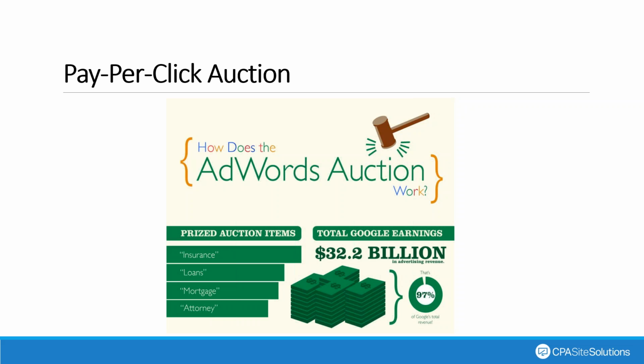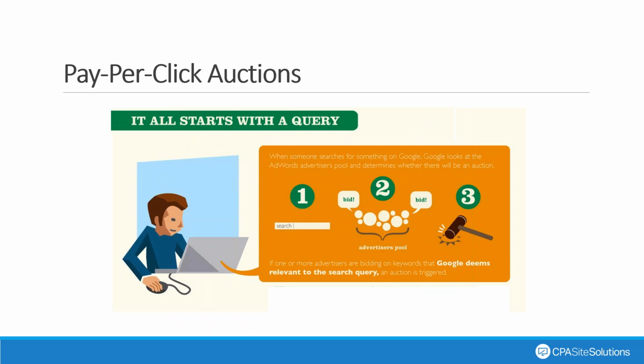So if you think about really important terms, some of the prized auction items, the things that are very expensive to get, words like insurance. You know, where big companies pay when someone types in insurance, you want to get your ad there, or loans, or mortgage, or attorney. These are really prized auction items. So how does it actually work? It all starts with a query.